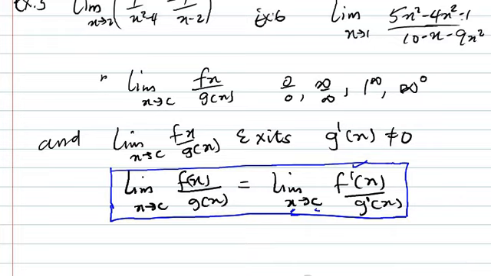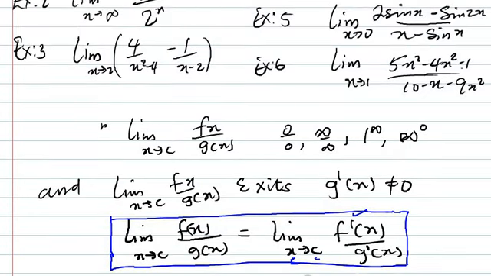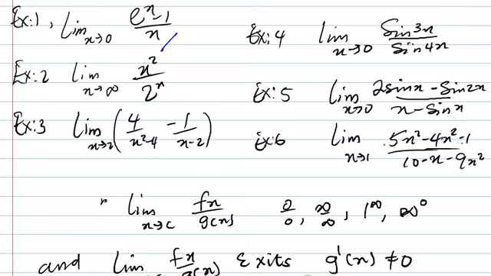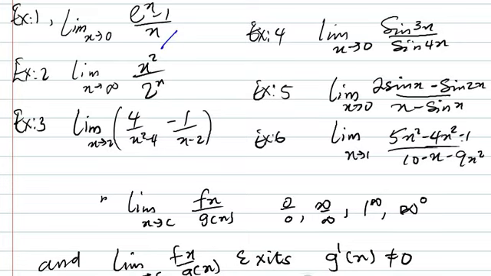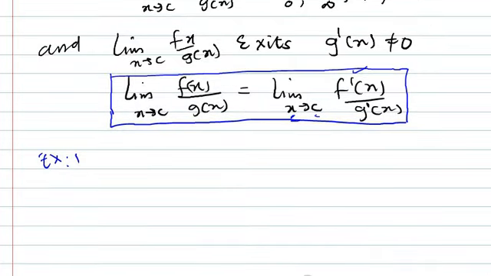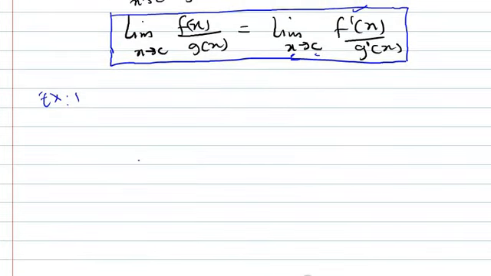So let's take question number 1 and solve. Question number 1 is given from our list. We have to find the limit as x goes to 0 of e to the x minus 1, all over x. So let's solve it and see. Example 1, the question is very easy. We have to find the limit as x goes to 0.